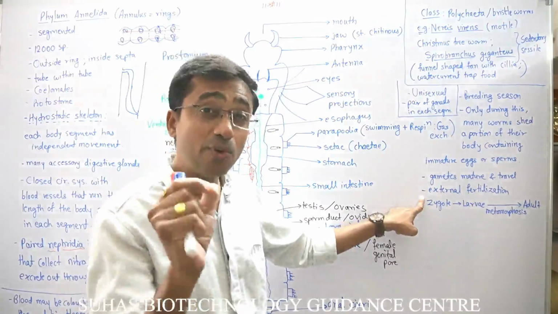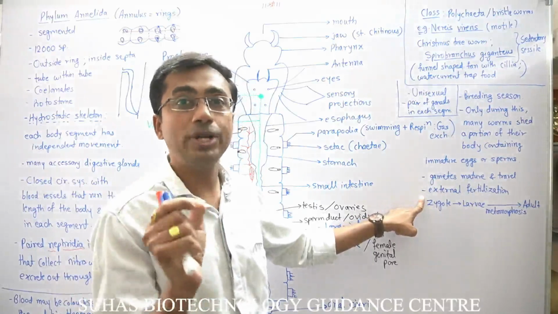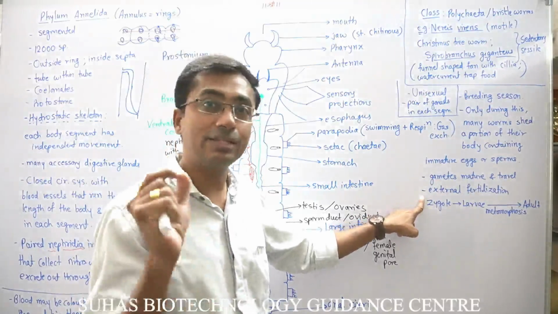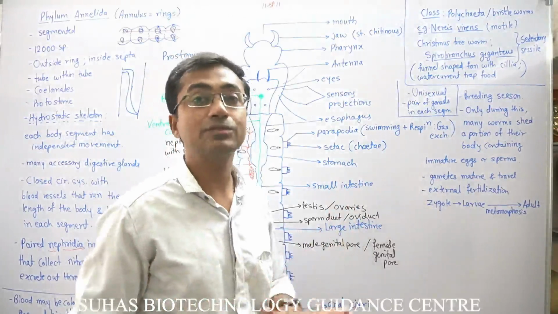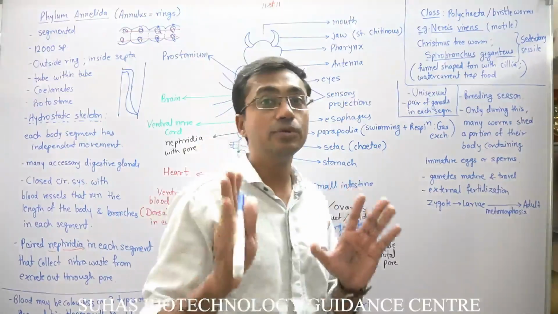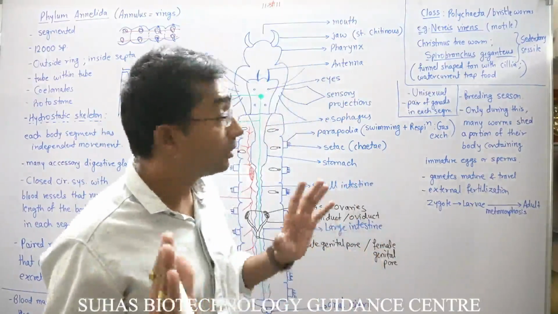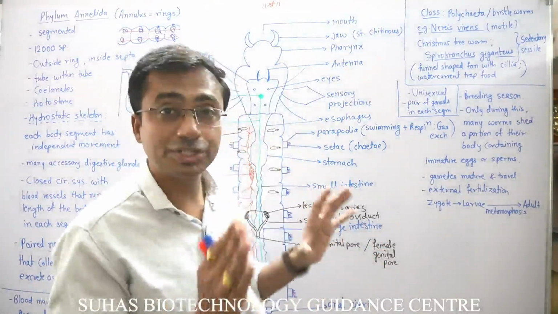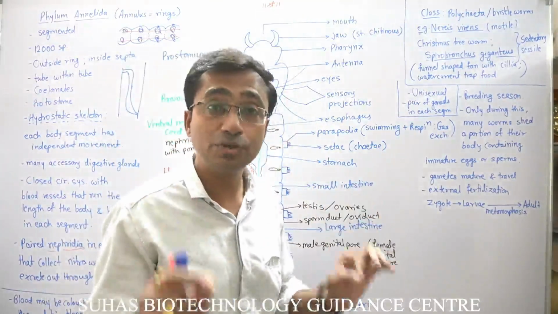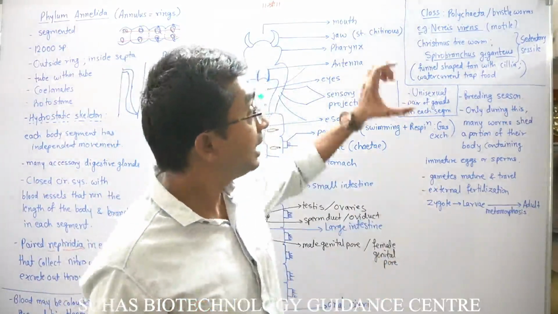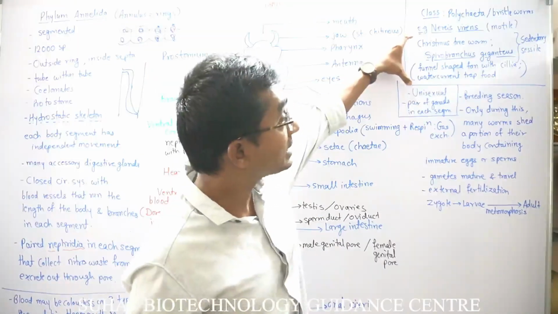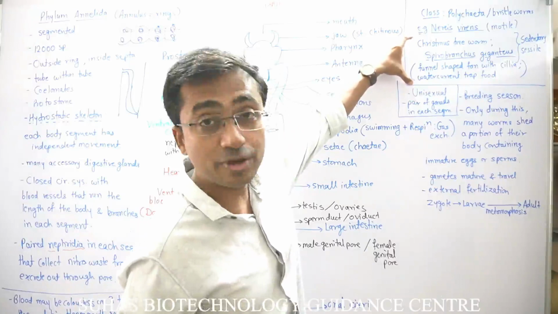But in a few species only, copulation, that is internal fertilization, is also seen, but that's very rare, in very few species only. Other than that, amongst the polychaete worms, there are animals like the Christmas tree worm.